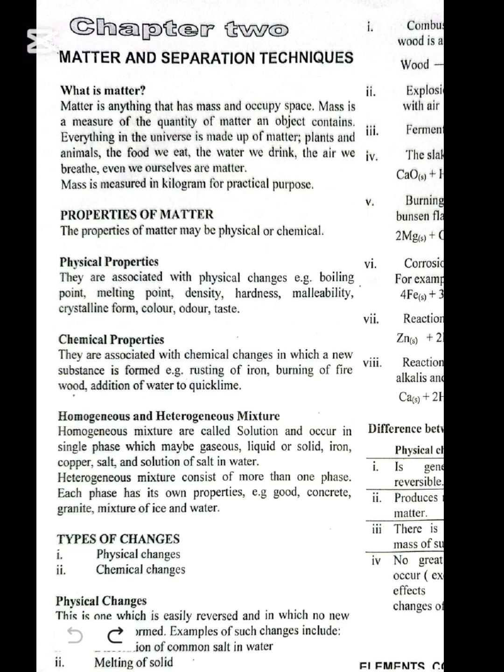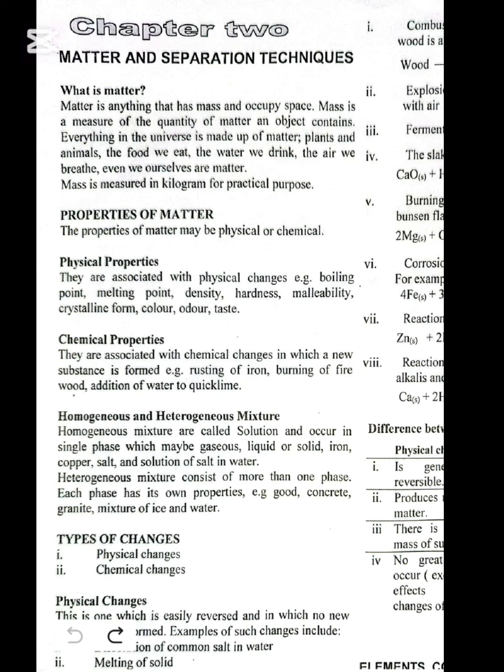Single phase. Heterogeneous mixture consists of more than one phase. You can see more than one phase. So if you want to define that, that's what we go there. Single phase, that's homogeneous. Heterogeneous is like our mixed milk, which has double phase. You have to shake it before you use it. They are not evenly distributed.